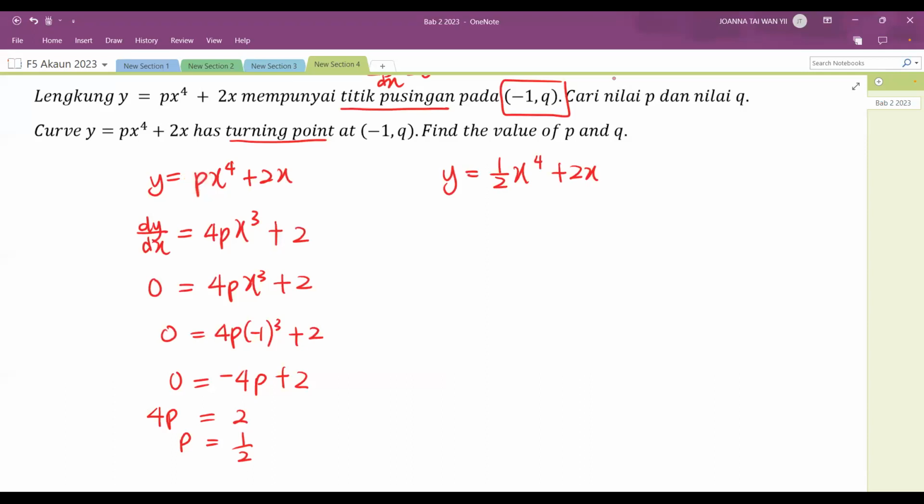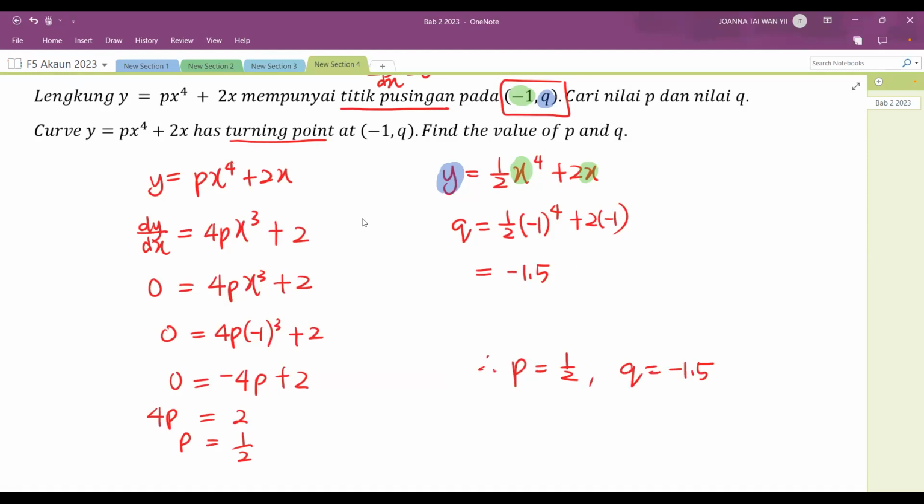Then macam mana kita nak cari q? Okay, dia sudah bagi saya koordinat x adalah negative 1. And then q adalah y. y is q. So you just put y is q, x is negative 1. Okay, tekan calculator berapa? Negative 1.5 kan? Negative 1.5 or negative 3/2 also kan? So kita dapat q, dapat p sudah. So p is 1/2, q is negative 1.5.